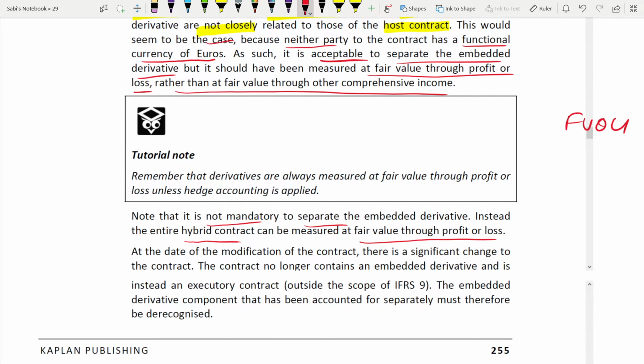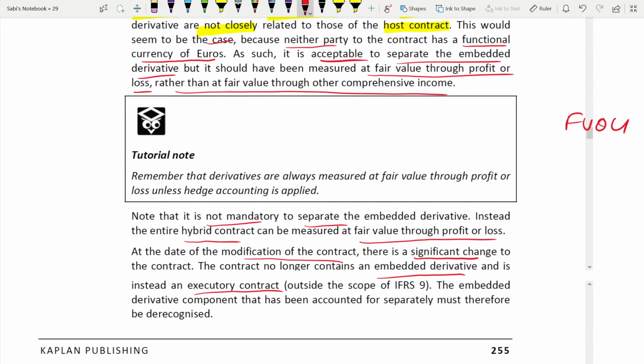Now, when the contract changes, one thing you have to look for is whether there is a significant change in the contract or not. So in this contract, there is a significant change. Why? The embedded derivative is not there. It's totally taken out. It only includes the executory contract. That electricity is only there.